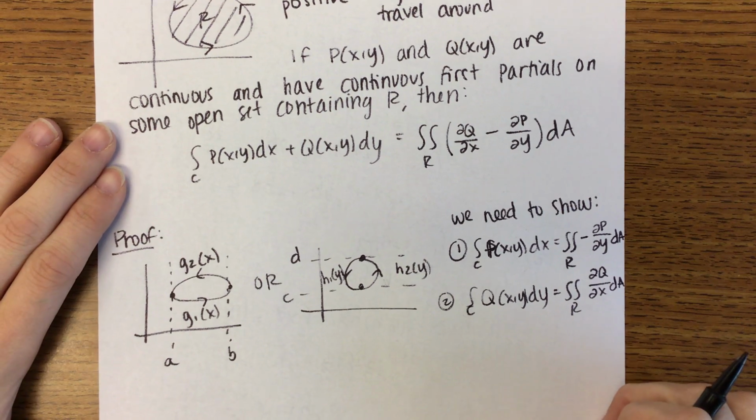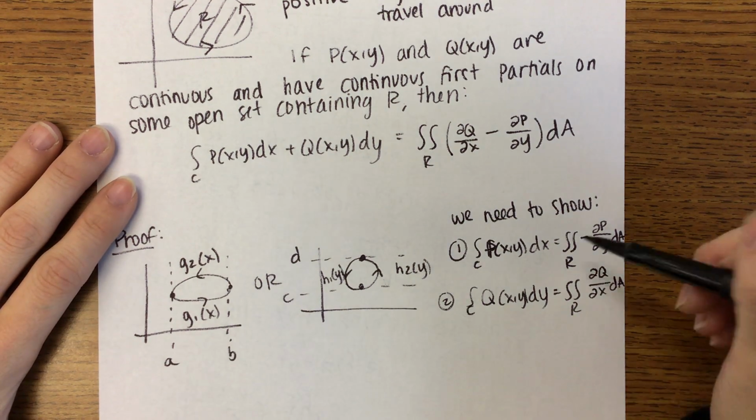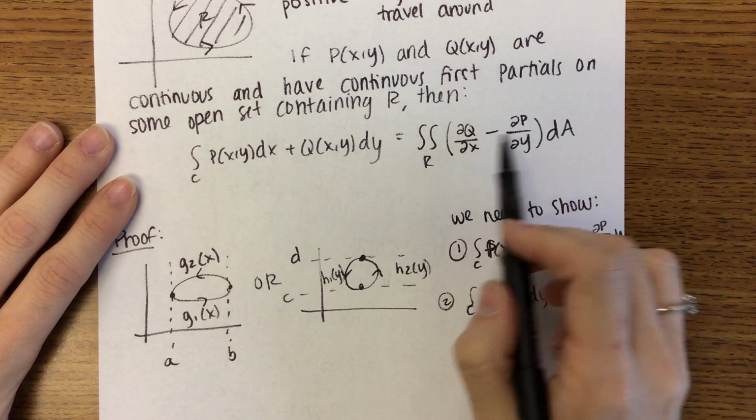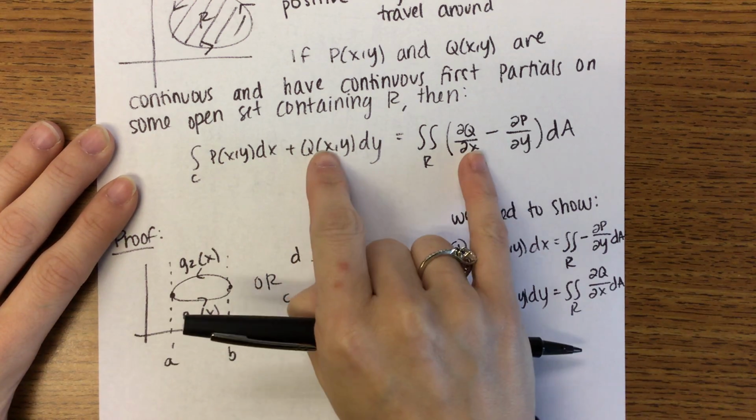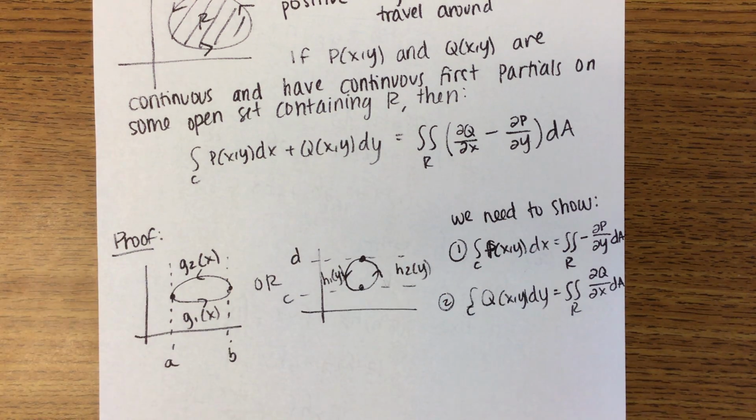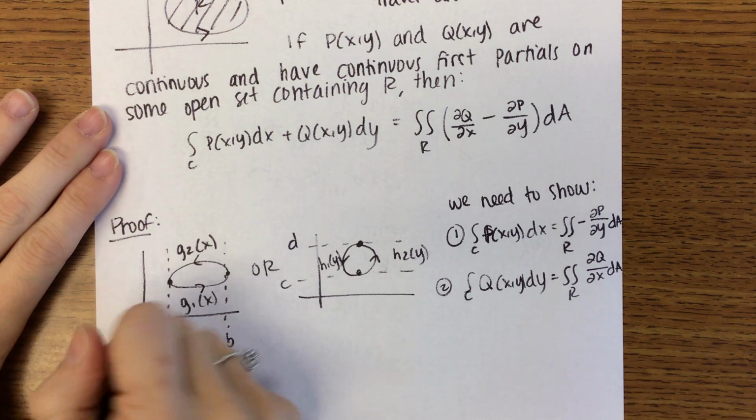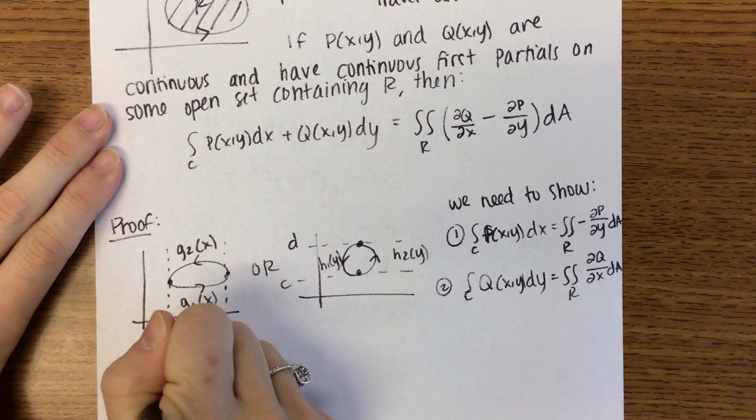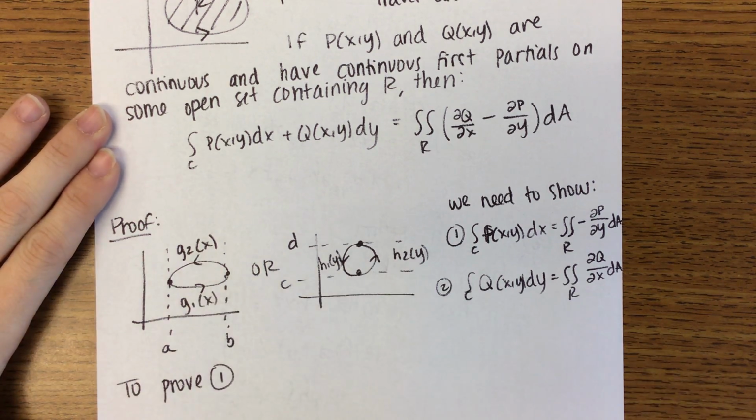Now, does that make sense why we need to show those two? These are the two parts that come from here. We're going to match up P and P, Q and Q. Okay. So we are going to start by proving the first piece.